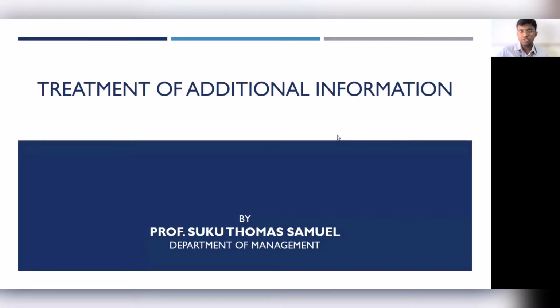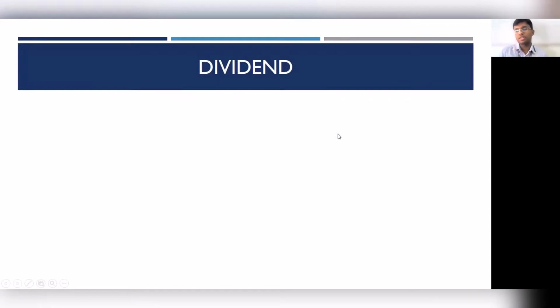So the first additional information that we will be discussing is dividend. Before we start, let's understand what dividend is and what the significance of dividends is when it comes to the preparation of cash flow and fund flow. What you have to remember is dividend is a portion of the profit. For a company to pay dividend, one important prerequisite is that the company should have made profit. Without making profit, a company cannot declare dividend.